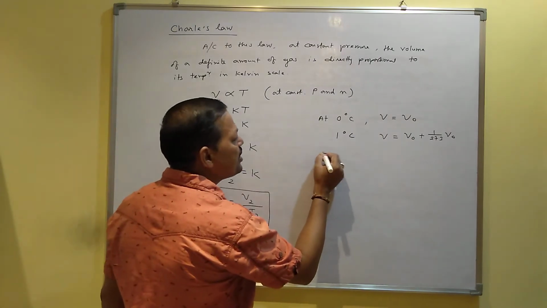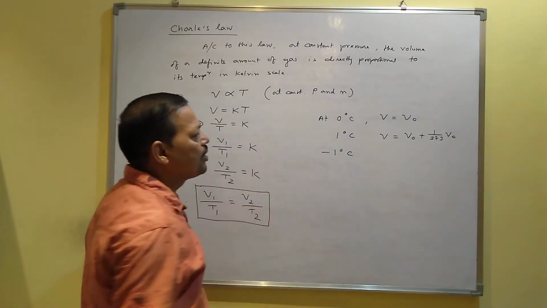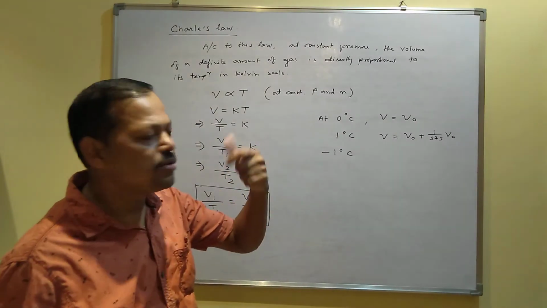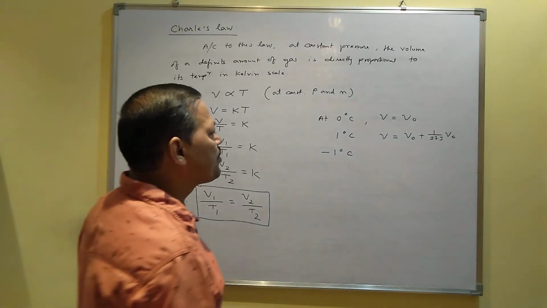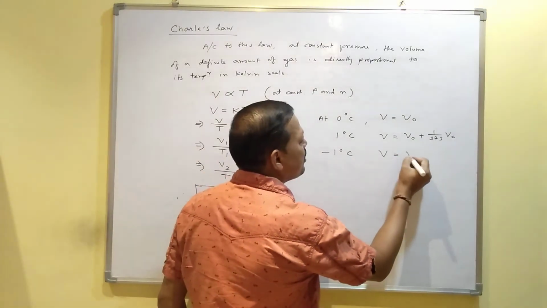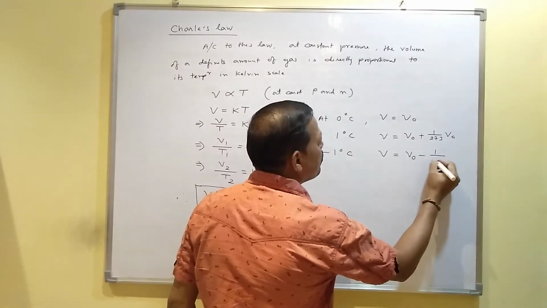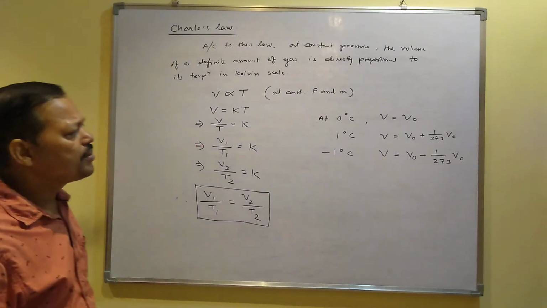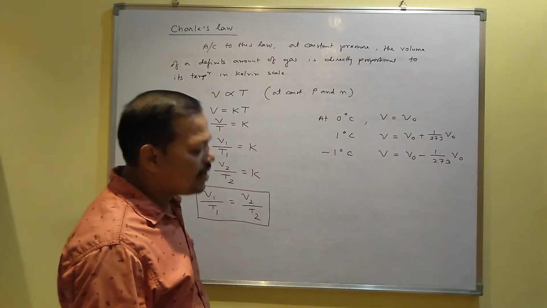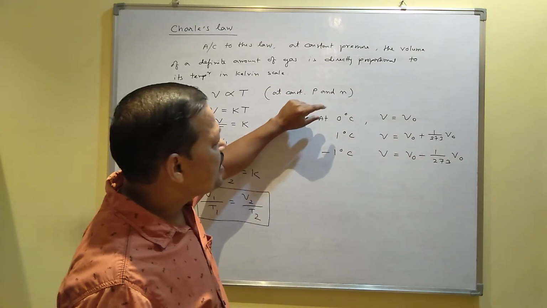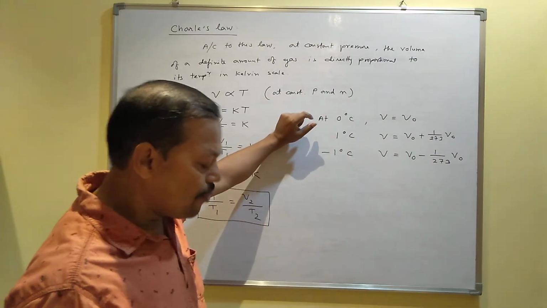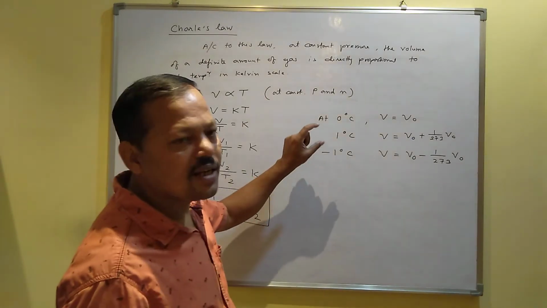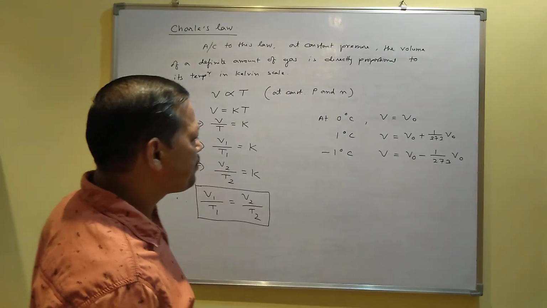Similarly, if you decrease the temperature, initially it was 0 degree, now you make it minus 1 degree Celsius. Minus 1 degree Celsius means you decrease the temperature by 1 degree, then the volume also decreases, then the volume becomes V naught minus 1 by 273 of V naught. So that means the volume of a definite amount of gas increases or decreases by 1 by 273 part for every 1 degree Celsius rise or fall in temperature.